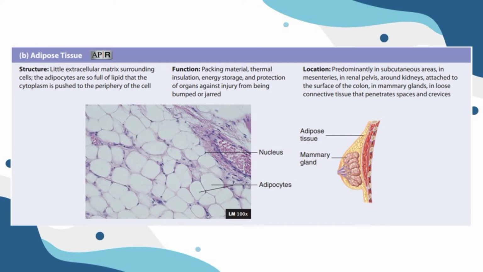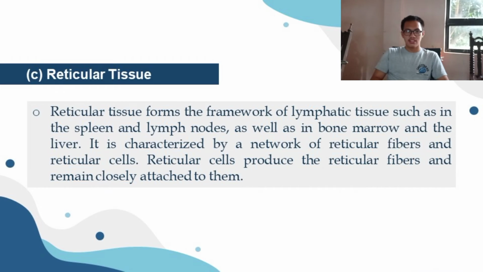The adipocytes are full of lipids or fats, so the cytoplasm is pushed to the periphery of the cell. Its function is packing material, thermal insulation, energy storage, and protection of organs against injury from being bumped or jarred. It is located in subcutaneous areas, in the mesenteries, in the renal pelvis, around the kidneys, attached to the surface of the colon, and in mammary glands, in loose connective tissue that penetrates spaces and crevices.